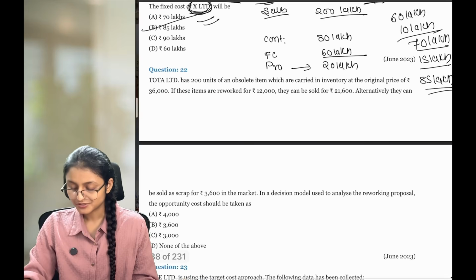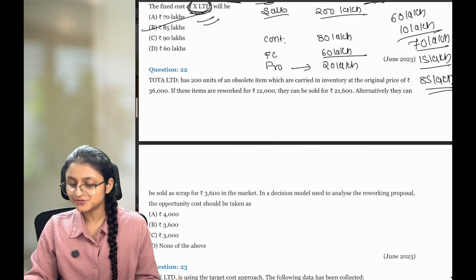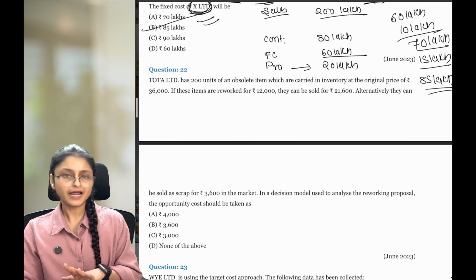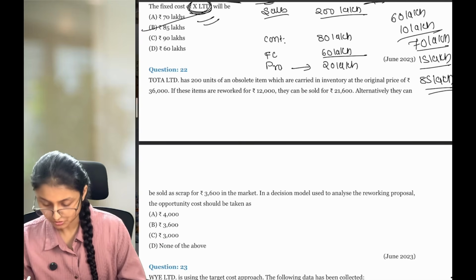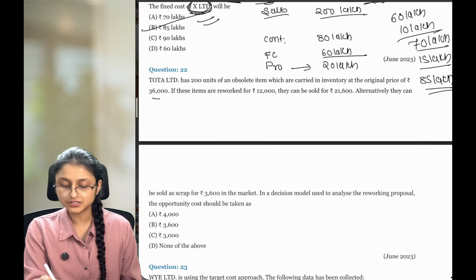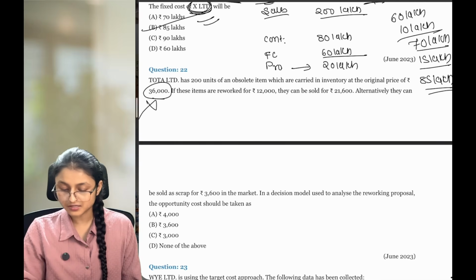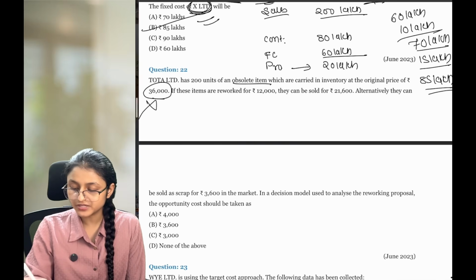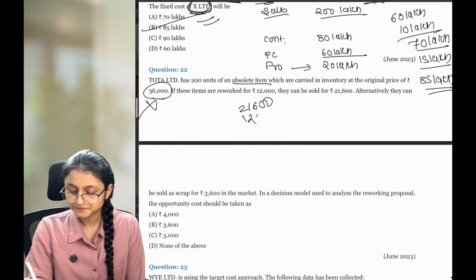Okay? Next. Total Limited has 200 units of an obsolete item. This question though we have already seen, similar kind of question is there in here also. 200 units of an obsolete item which are carried in inventory at original price of 36,000. Original price is irrelevant of obsolete item. If these items are reworked at 12,000, we can sell it at 21,600.